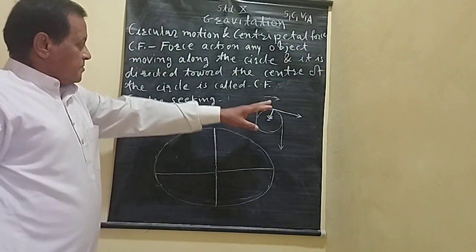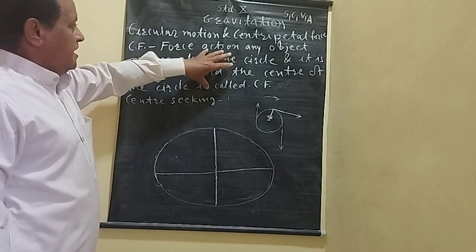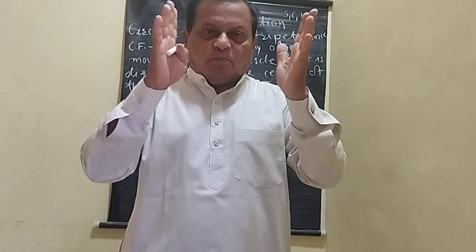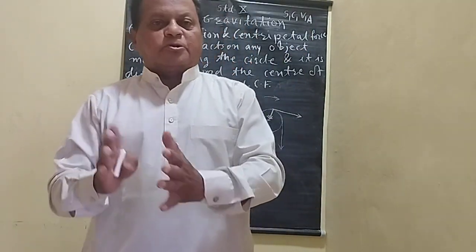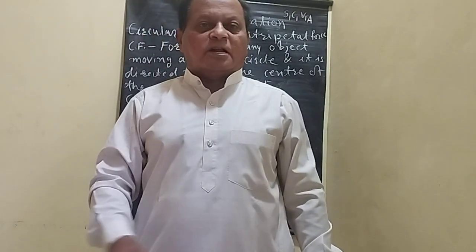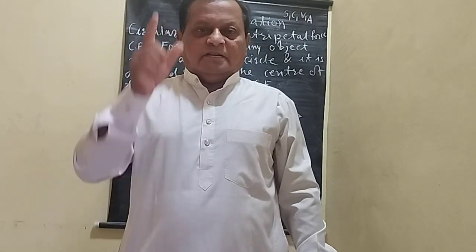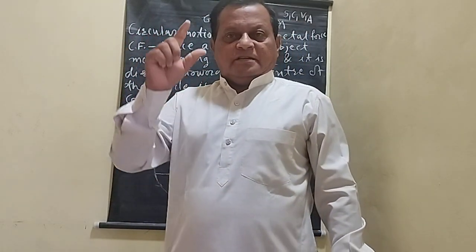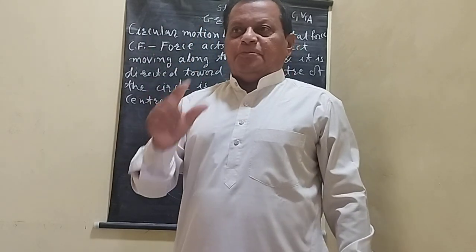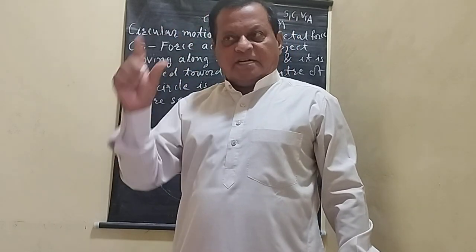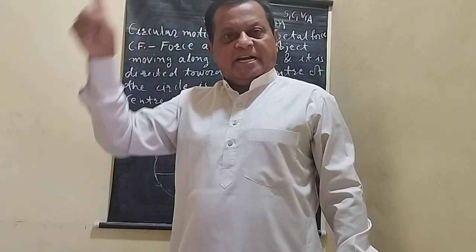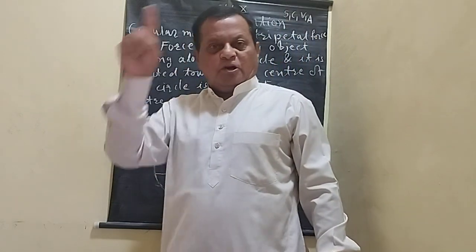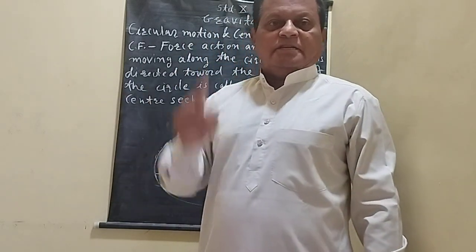So this is about centripetal force, and centripetal force is applied on the moon by the earth, due to which the moon revolves around the earth. The same is true about planetary motion. Due to the gravitational force of the sun, all planets move in the given orbit around the sun.